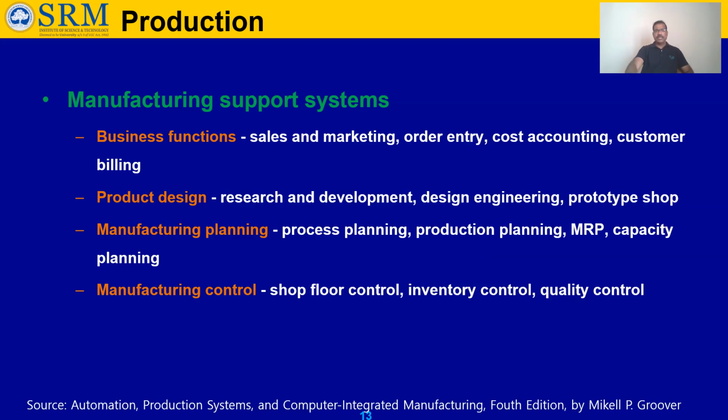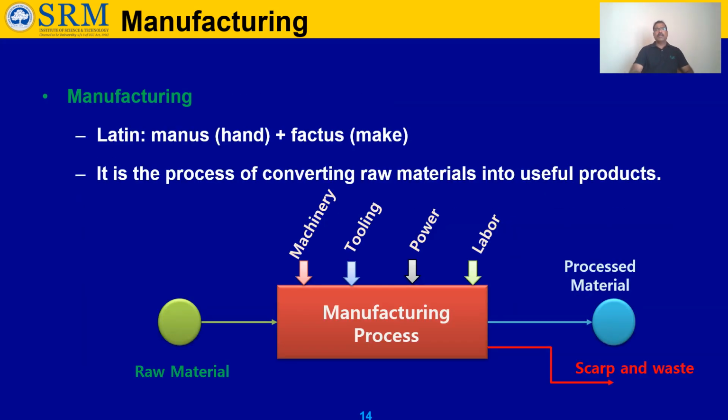Then we discussed each and everything. Now we'll go for what is meant by manufacturing. The word manufacturing came from Latin. Manu is hand, factus is make. Using hand, make it. This is what they initially named manufacturing. Making something using hand comes under manufacturing. This is from the Latin word. What we discuss nowadays is that manufacturing is the process of converting raw material into a useful product.